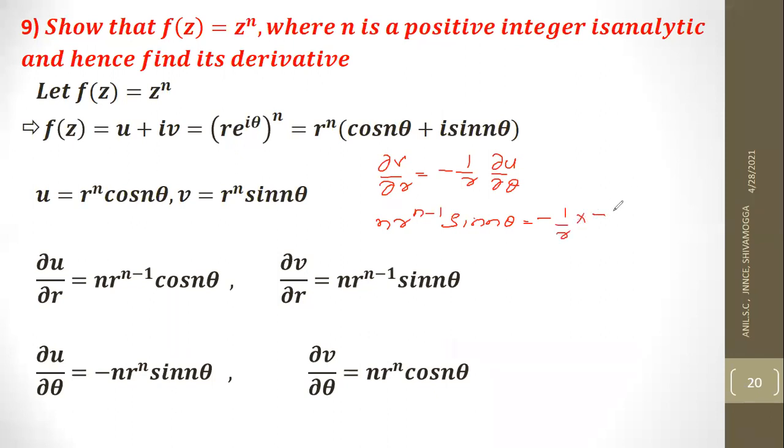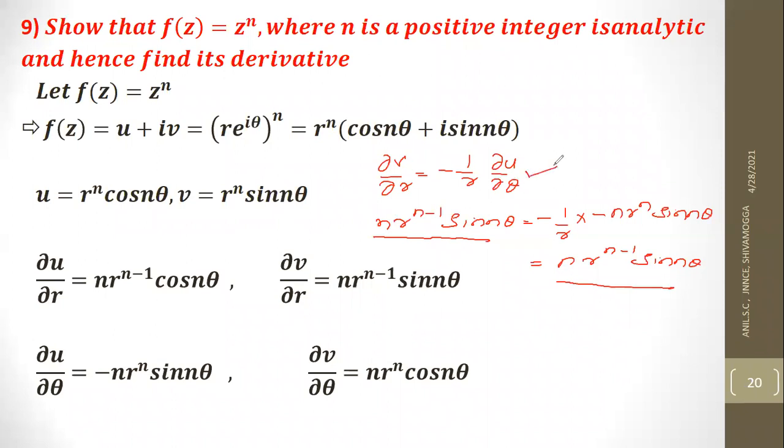Del U by del theta is minus n into R power n into sin n theta. This is equal to minus into minus plus n into R power n divided by R, which is R power n minus 1 sin n theta. Therefore, n into R power n minus 1 sin n theta is equal to n into R power n minus 1 sin n theta. LHS is same as RHS. Therefore, the equation holds. Second CR equation also holds.